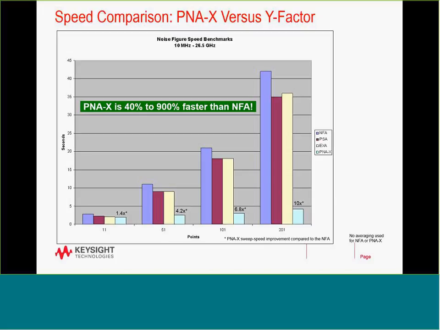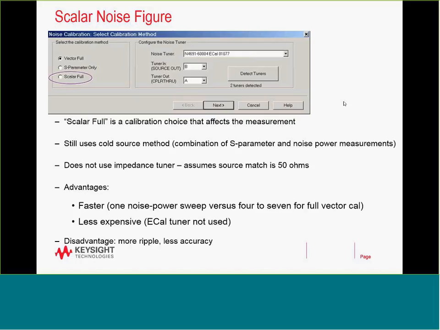Here, the PNA-X versus the Y-factor method, we could see that with a network analyzer, you'll see that we have almost 10 times speed improvement when we're looking at 201 points of measurements versus the NFA and the spectrum analyzer EXA. So that's the complete spectrum analyzer line there. Okay. Speed improvement is not one of the most important things for research and development, but definitely for manufacturing.